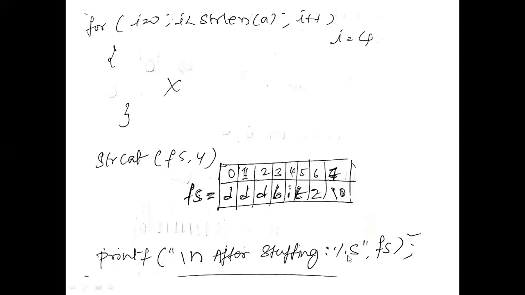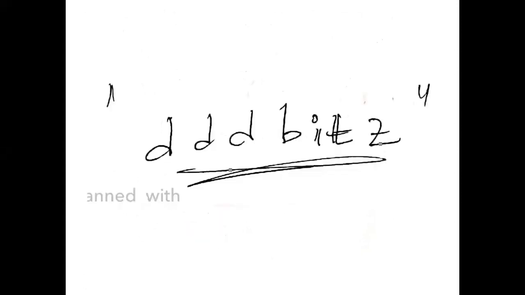And as we are using the percentage s specifier, there is no need for us to use the loop. We simply display the content of fs as a string. If that's the case, the fs should end with a null character, and that will be taken care of by this string concatenate operation. If you concatenate two strings, this operation appends the last string to the first string, resulting in a single string. That's what happens in the string concatenate operation, and this is the result that you have seen.